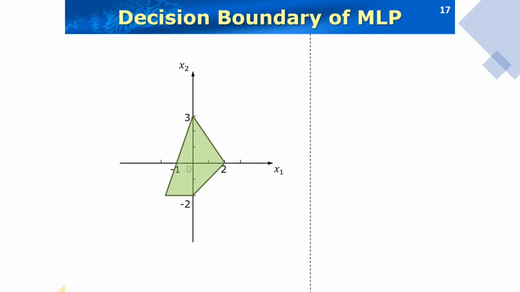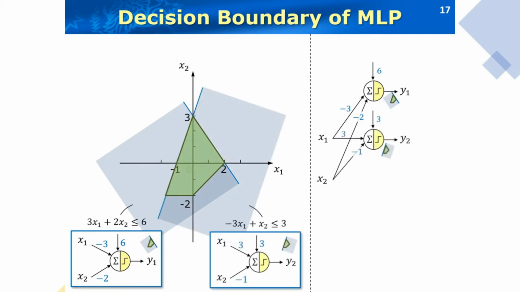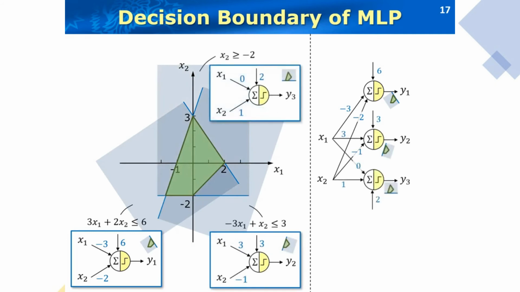For example, to represent the following positive green region whose boundary is a quadrilateral, we can construct a multi-layer perceptron with 4 perceptron units denoting 4 sides of the quadrilateral respectively. For example, this side implies the following perceptron to denote this half space. This side implies this perceptron, and this side corresponds to this perceptron. The last side is associated with this perceptron.